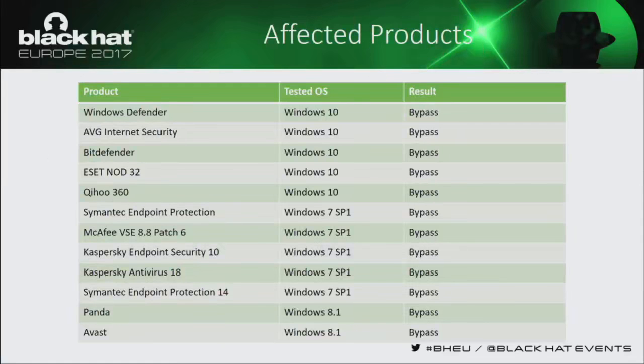The affected products of process doppelganging are the following that we tested. We tested all these. They were all bypassed. What we did is we took the executable, such as the tool we showed before. We saw that the antivirus flags this as an executable. When we double click it, then we loaded it as a doppelganger, and it was able to run with no problems.